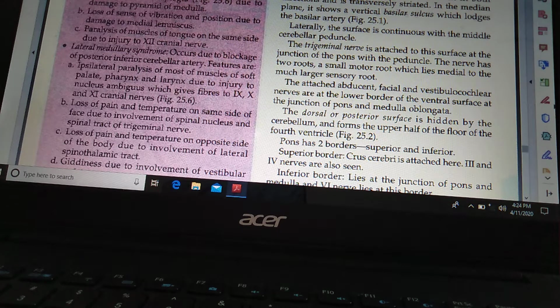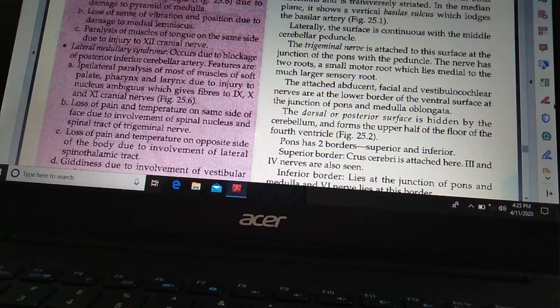Next is the loss of the sense of vibration and position due to damage to the medial lemniscus, right? So this is the function of the medial lemniscus, the sense of position and vibration. If it gets damaged, that sensation is lost. Paralysis of the muscles of the tongue on the same side due to injury to the hypoglossal nerve.